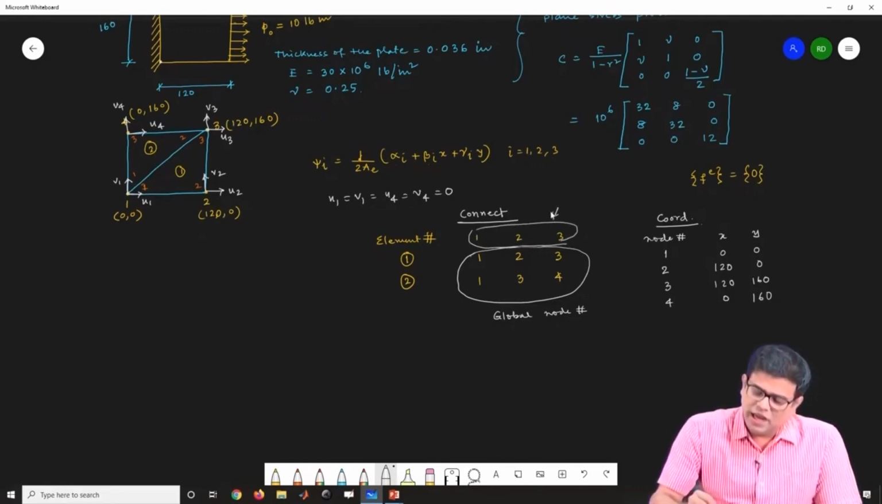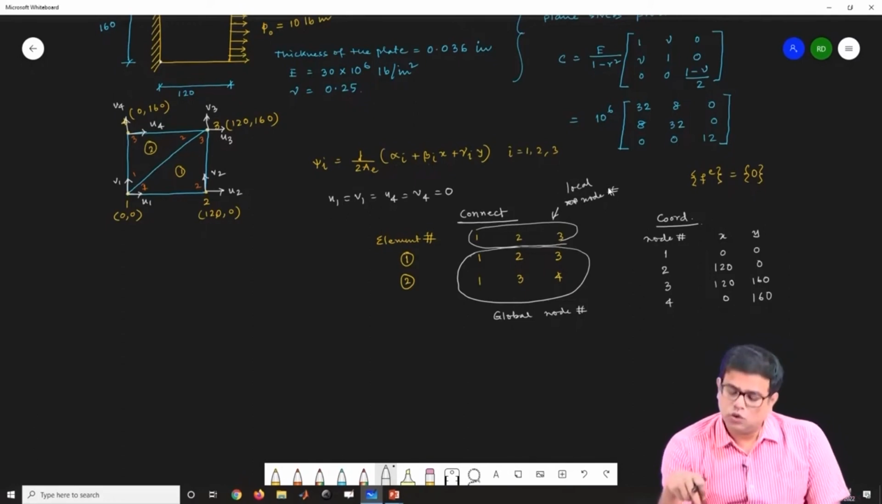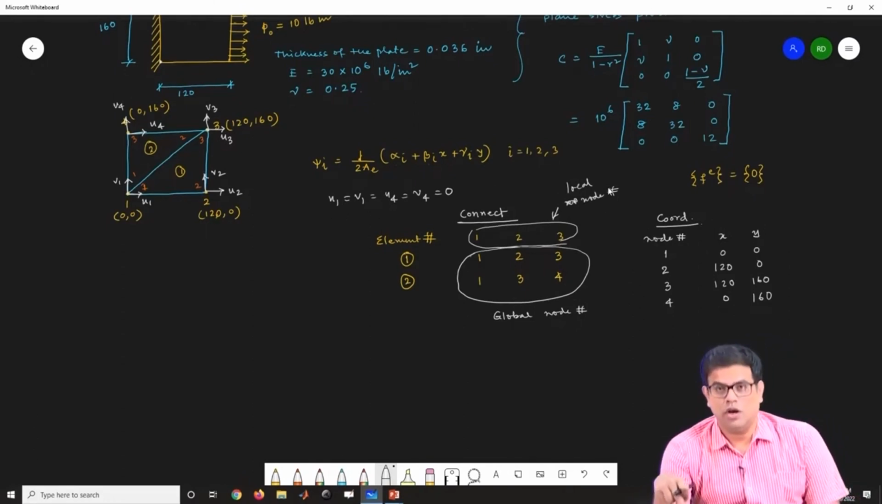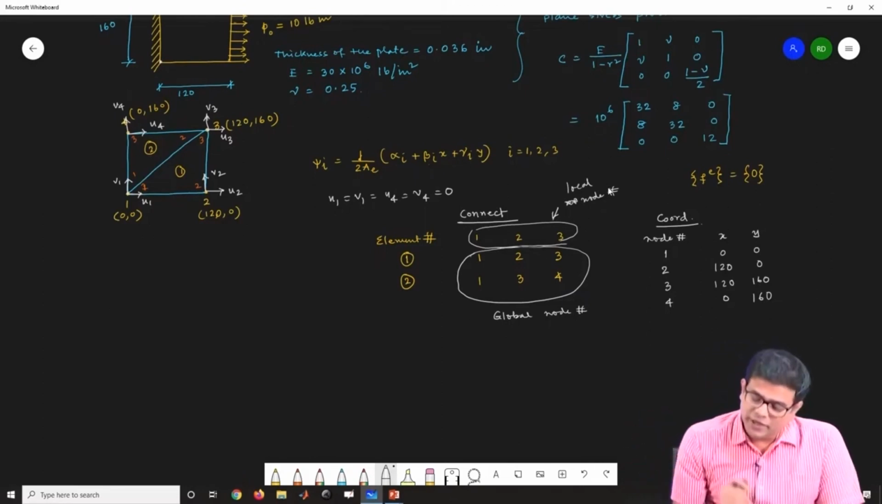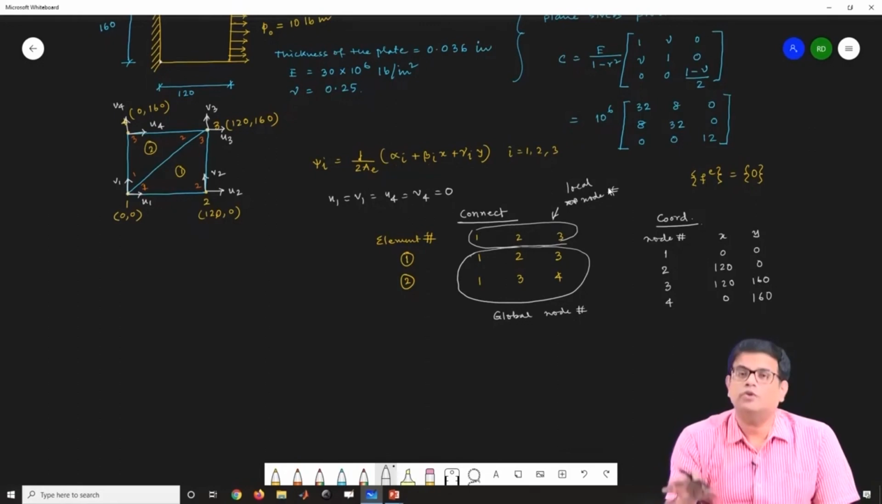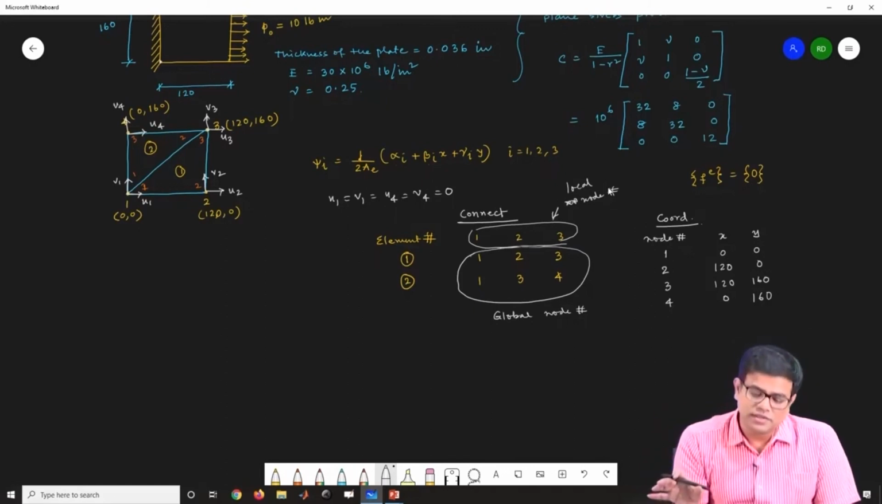Suppose you have discretized with 4 noded elements. Naturally the local node numbers will be 1 2 3 4. Similarly, if you have a 6 noded triangle, 8 noded quadrilateral or any other element, the number of columns in this matrix will increase according to the element type. Now you also have to enter E and nu, so you know the constitutive matrix associated with it.